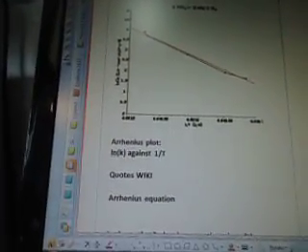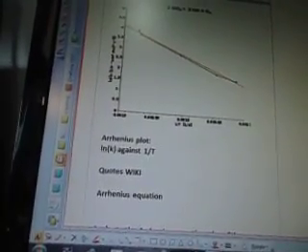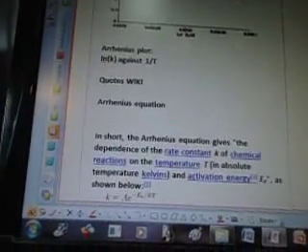This is our Arrhenius plot. We're talking about this again. This was in the last video as well. Arrhenius plot, ln k against 1/T, quotes from Wiki. In short, the Arrhenius equation gives the dependence of the rate constant k of chemical reactions on the temperature T in absolute temperature kelvins, and activation energy Ea, as shown below.